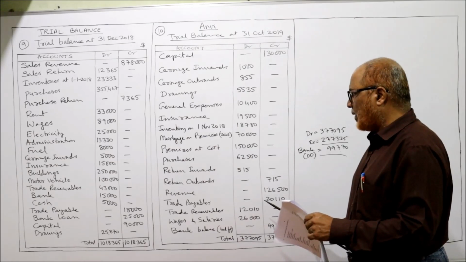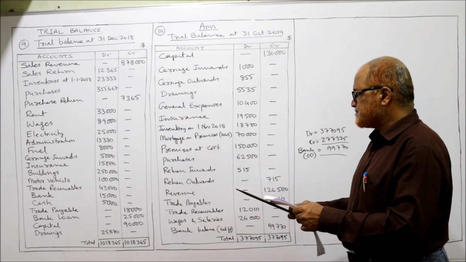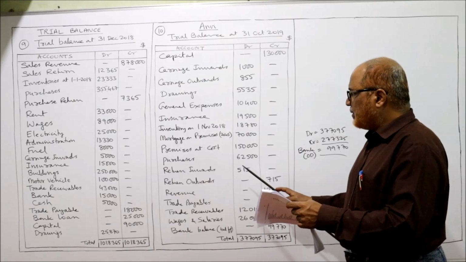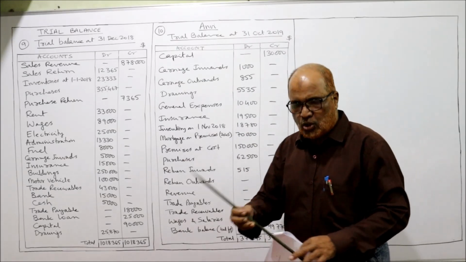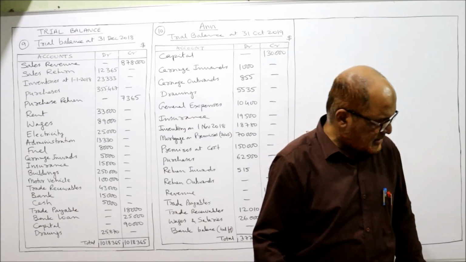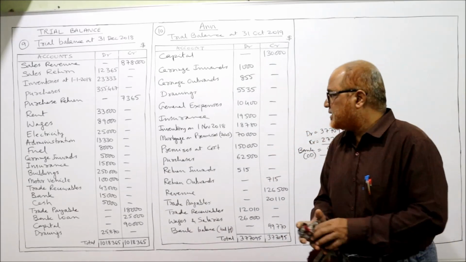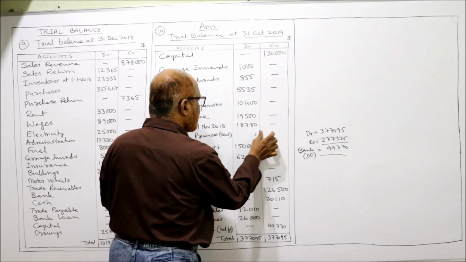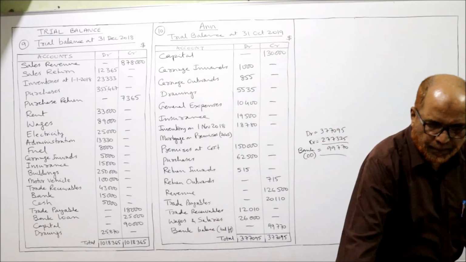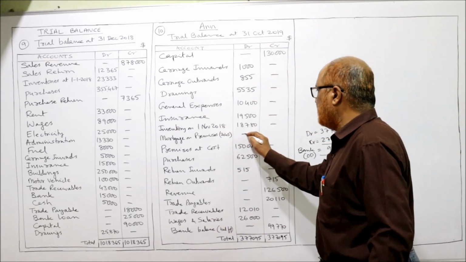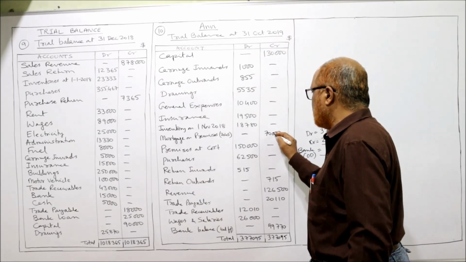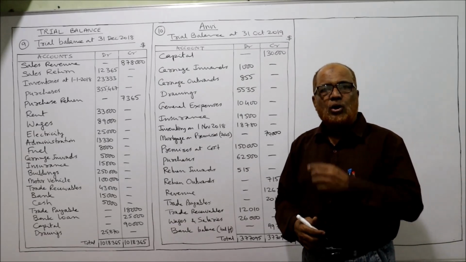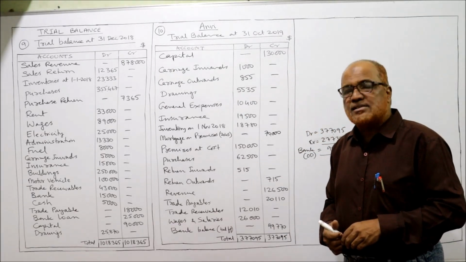And one thing is there. So one mistake we have done here, mortgage on premises. Mortgage on premises, it is incorrectly taken. Actually, it's a liability. So mortgage on premises should not be taken in debit column. It should be taken in the credit column. 70,000 here it should be taken. Just now I have explained you mortgage on premises means loan taken on the security of premises, right?